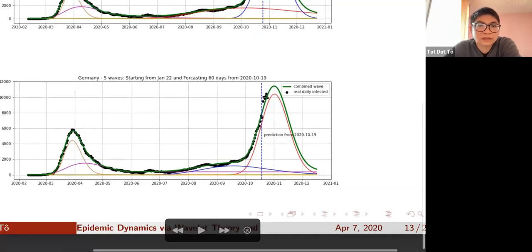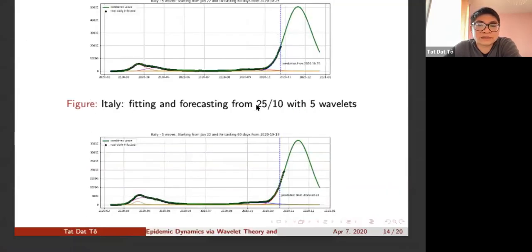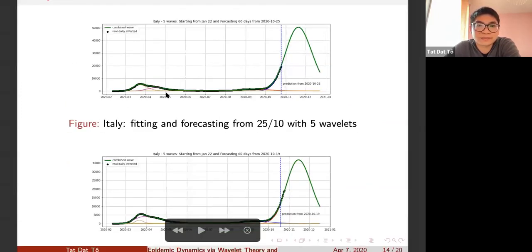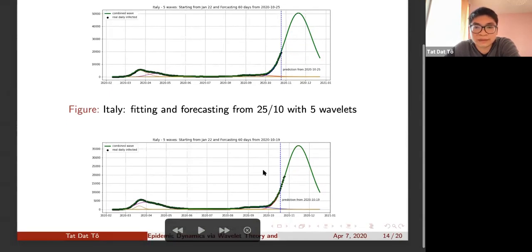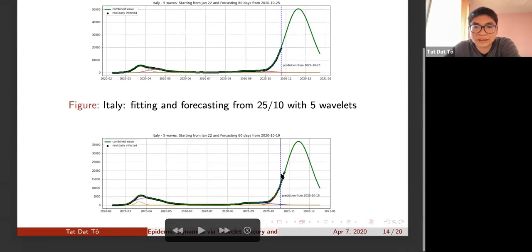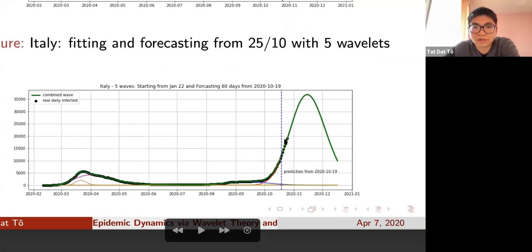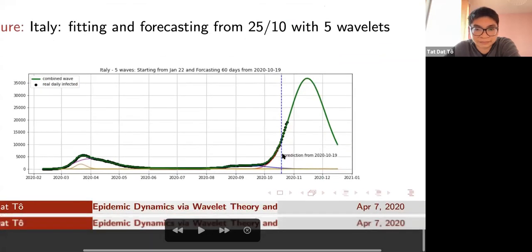The same thing for Italy. You can see that for Italy we have several curves corresponding to the wavelet functions in the sum Wt. And Wt is exactly the green curve, which is the sum of each small curve here. Here you can see that it fits very well with the prediction and the validation, the real data set for 1 week.